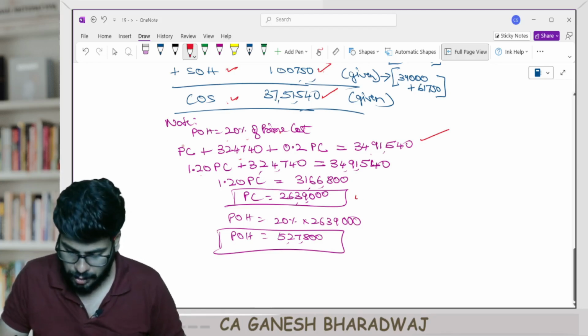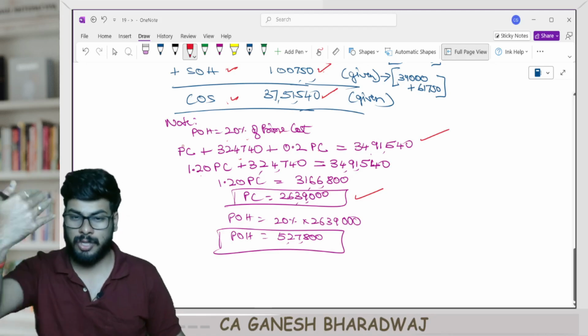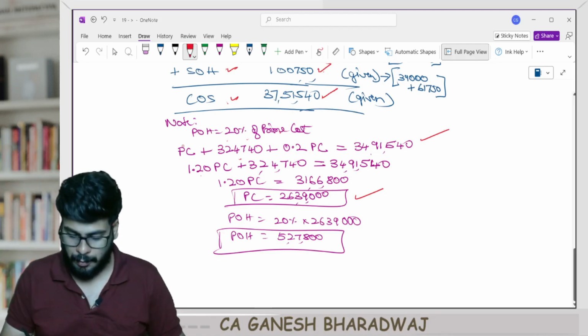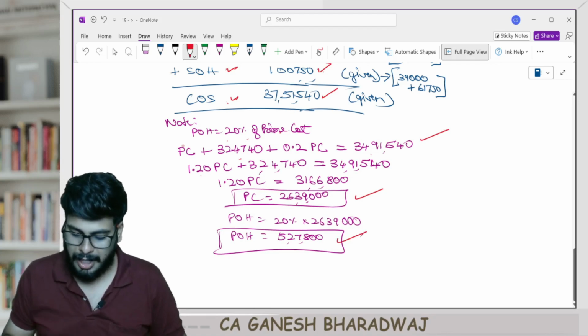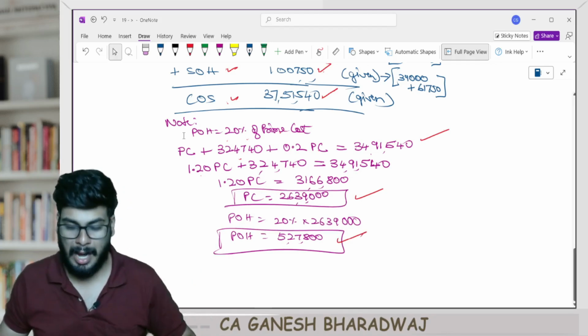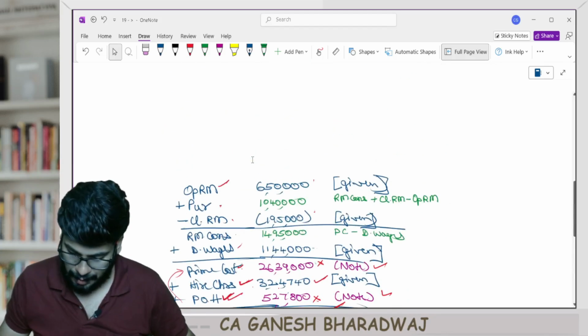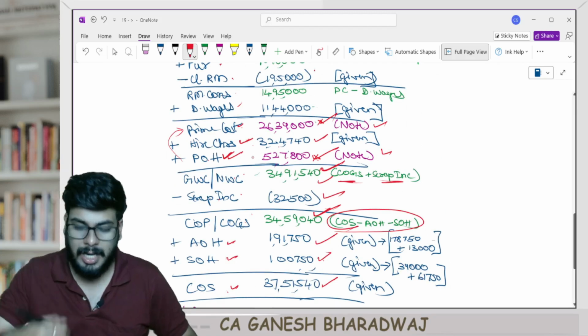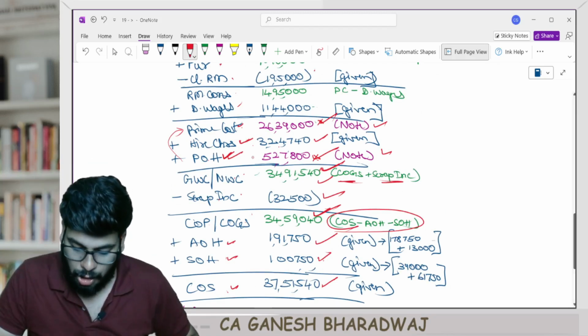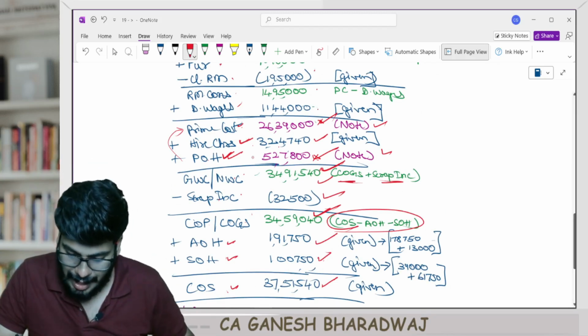So the prime cost is going to be 26,39,000. You just solve for it, and you will get the prime cost value. Production overheads will be 20% on 26,39,000, which gives you 5,27,800. Are you clear with this? Now you can just plug these two figures here. You have got this, right? Now go up once again. Raw material consumed, we are yet to find out. We have the direct wages figure.